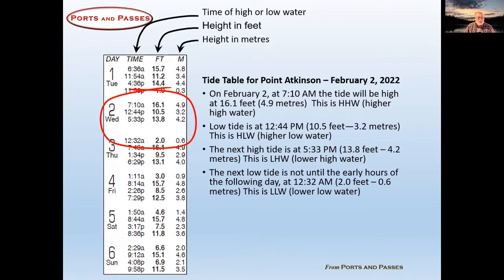In these tide tables, you can see that the time column gives you the time of high and low water, and in the feet and meters column, we give the heights of the tide at those particular times. The 2nd of February, you can see that high water is at 7:10 a.m., 16.1 foot tide. At 12:44 p.m., it drops down to a 10.5 foot tide and then rises again at 5:33 p.m. to a 13.8 foot tide. In the extreme right column, the heights are in metric.